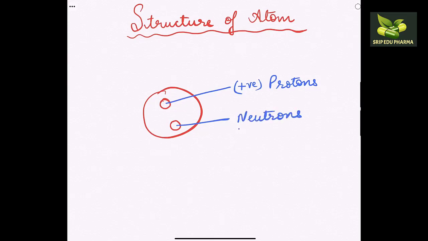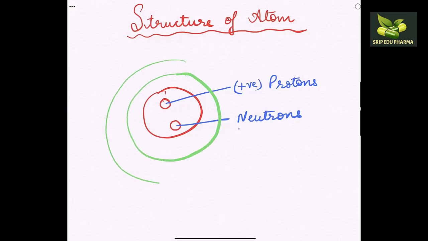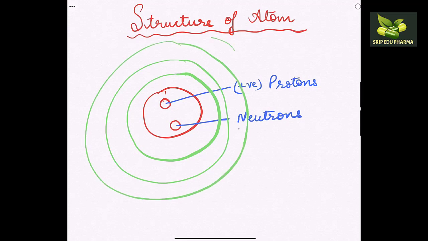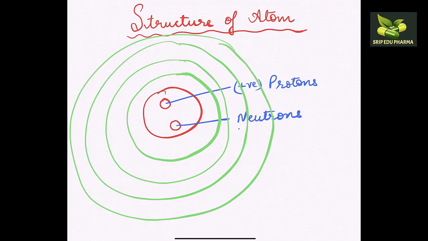So initially in the atom, in the center there is the nucleus. The nucleus has positively charged particles which are called protons. So P for positive, P for protons. Another particles that are present in the nucleus are neutrons. And neutrons are neutral, they don't have any charge.